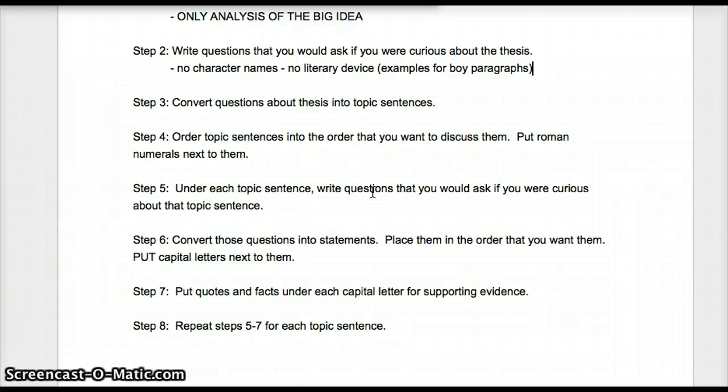So I want you to start to see a miniature version. A body paragraph is a miniature version of the whole paper. But each first sentence of a paragraph should be a Roman numeral at this stage, okay? Put quotes and facts under each capital letter for supporting evidence. You'll repeat this for each topic sentence. Let's go look at what I've done to someone's paper.